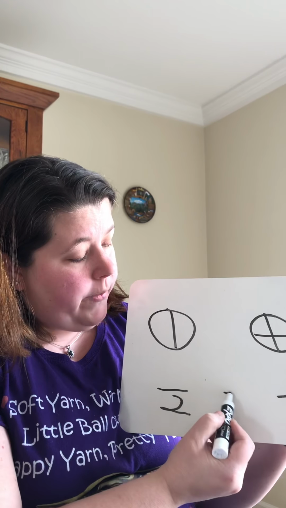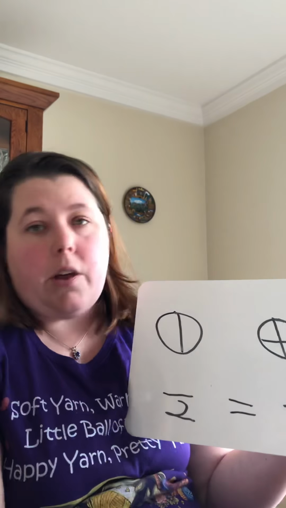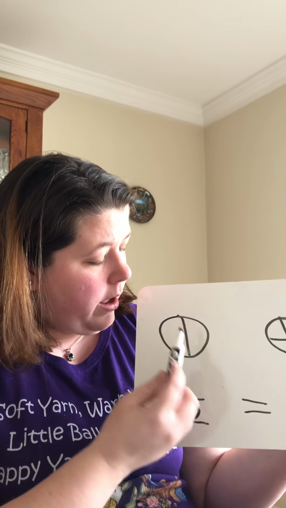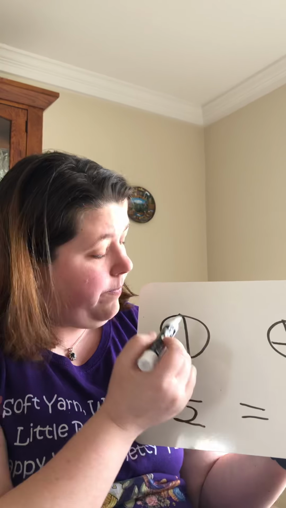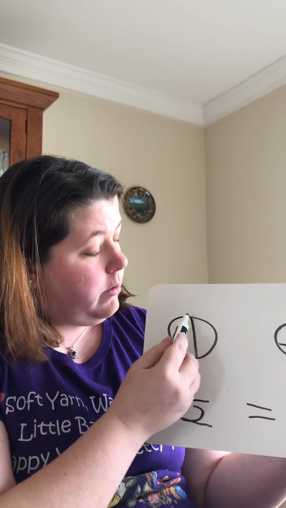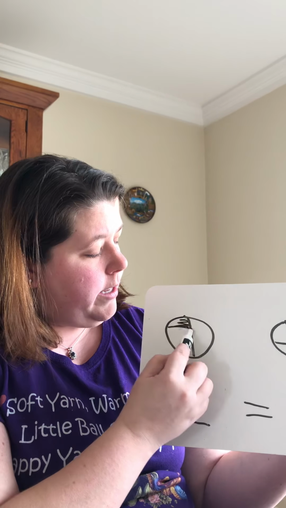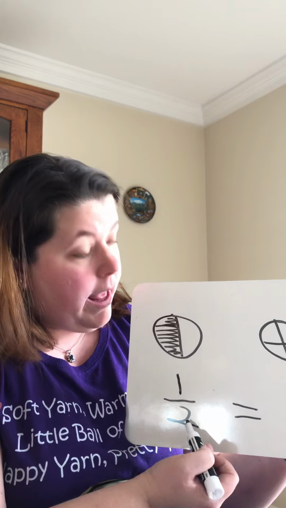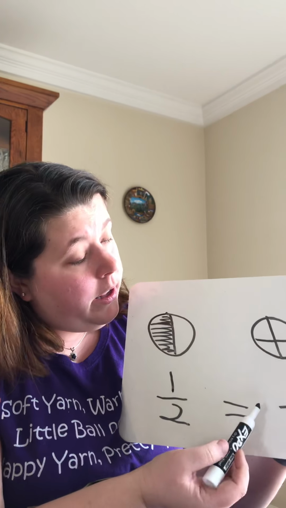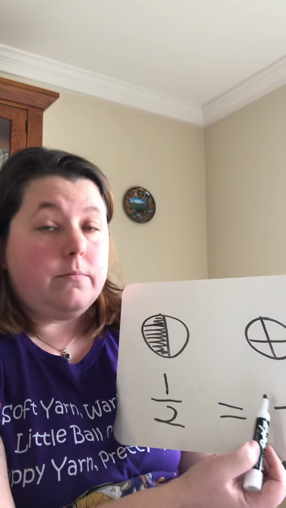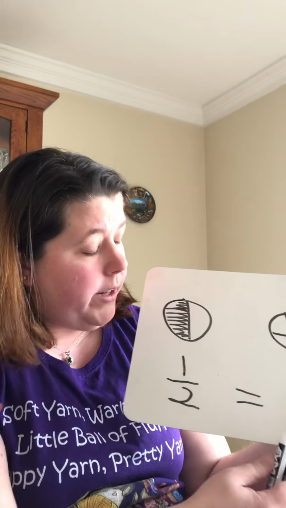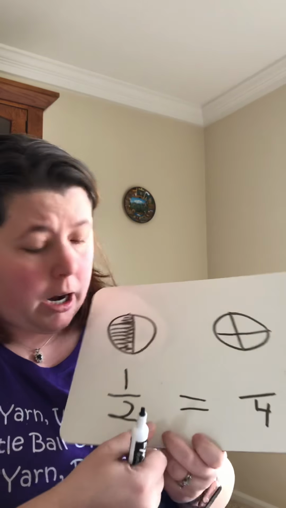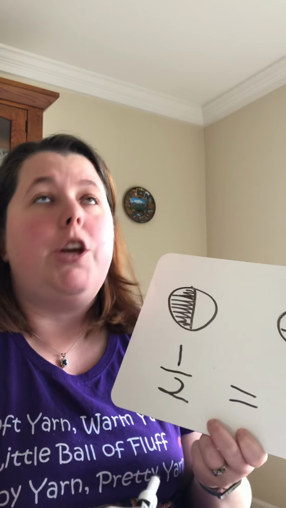And these are going to be equivalent, so we can put the equal sign there just so that we know what we're doing. All right, so on our circle that is 1/2, we will shade in 1 piece. So 1/2. To make it equal, we have to have an equivalent fraction here. This is kind of the easier part. If you know your multiplication tables, you are going to be all set.